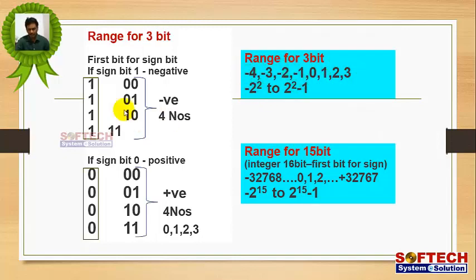This is the formula, because we store data in 2 bits only: minus 2 power 2 to plus 2 power 2 minus 1. That is minus 4 to 3. This is the range. In the same way, we find the range for 15 bits. That is integer. The integer is 16 bits, the first bit is the sign bit. The formula is minus 2 power 15 to plus 2 power 15 minus 1. So it starts from minus 32,768 to plus 32,767, because 0 is also included in the positive side.